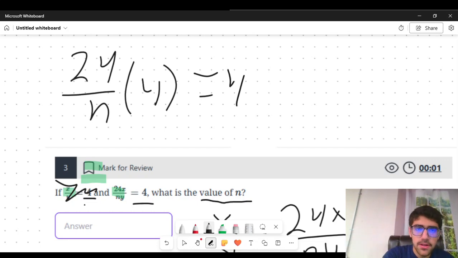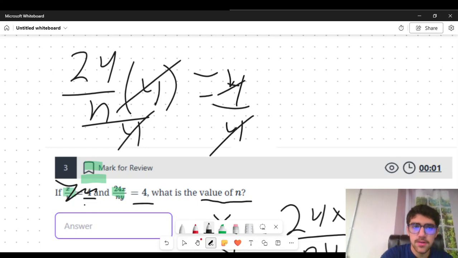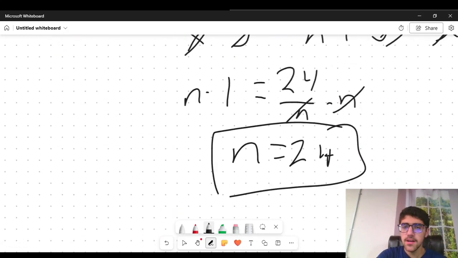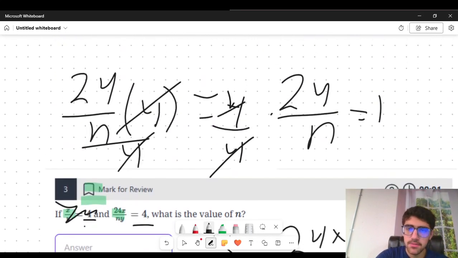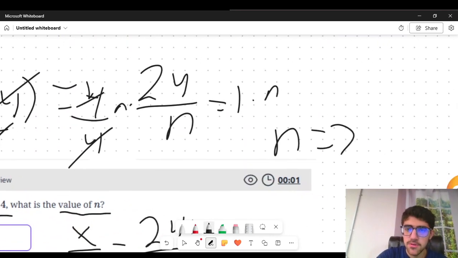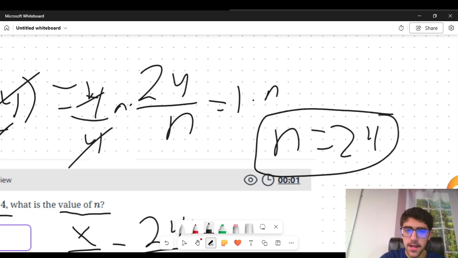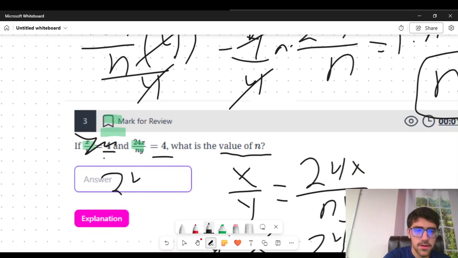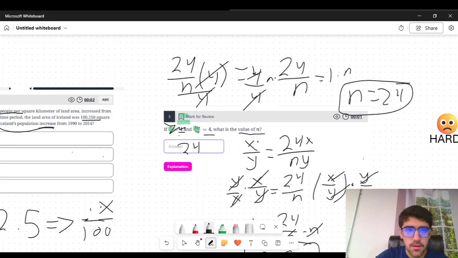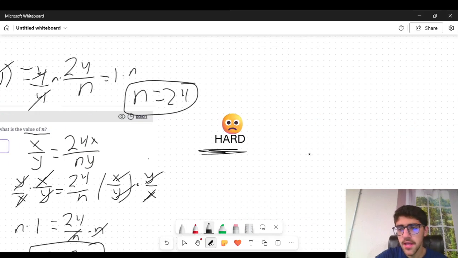From there, there's a 4 on both sides, so we can just divide both sides by 4. Because it's multiplying, it just goes away. You're left with 24 over n is equal to 1. And from there, the same thing we did here: we multiply both sides by n. You're left with n is equivalent to 24. And that is the answer, 24. Now let's move on to the final hard question.